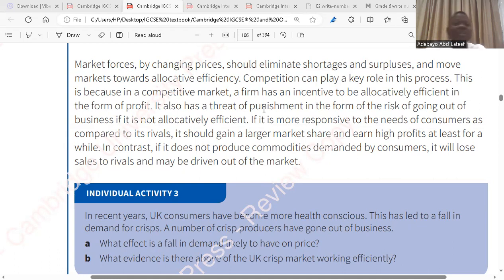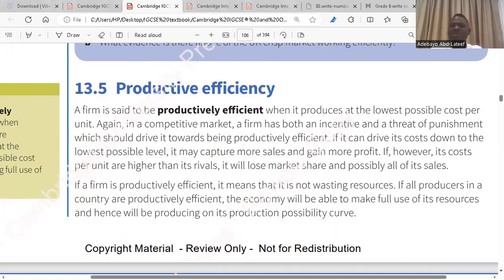In contrast, if it does not produce commodities demanded by consumers, it will lose sales to rivals and may be driven out of the market. So the point is, if you are not efficient, you're going to lose sales. You're going to lose sales and you're done. You'll be out of the industry.